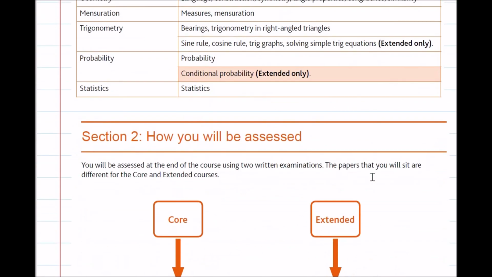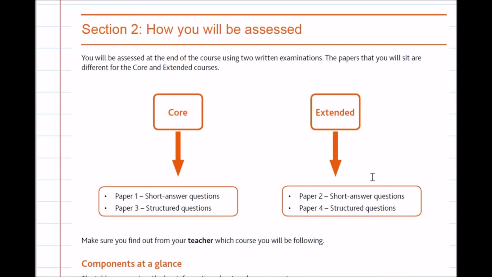Okay. So now we'll see how you will be assessed. You'll be assessed at the end of the course using two written examinations. The papers that you will sit are different for the core and extended courses. You must be aware of that, but still I will cover this here. Core: paper 1 and paper 3. In paper 1, short answer questions are asked, and in paper 3, structured questions are asked. In extended, paper 2 and paper 4: paper 2 is for short answer questions, paper 4 is for structured questions.